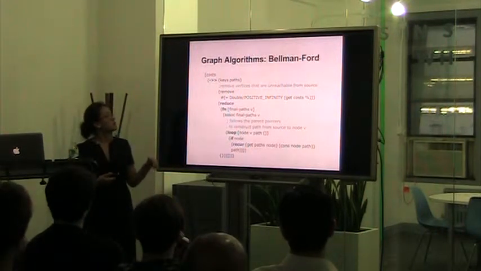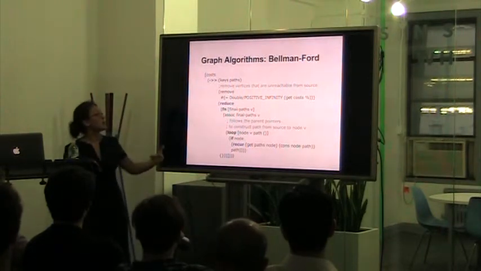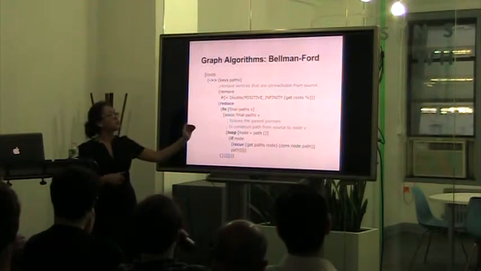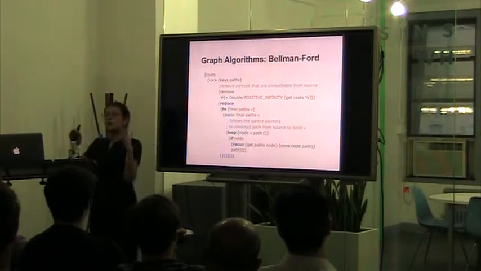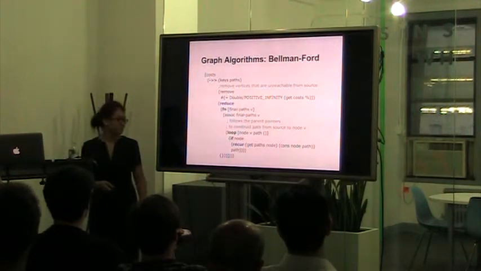Now what we're going to do is follow parent pointers to construct the path from the source. So we're going to take all the nodes that are reachable from the source, and then we're going to construct this vector of nodes from the start node to the vertex itself.